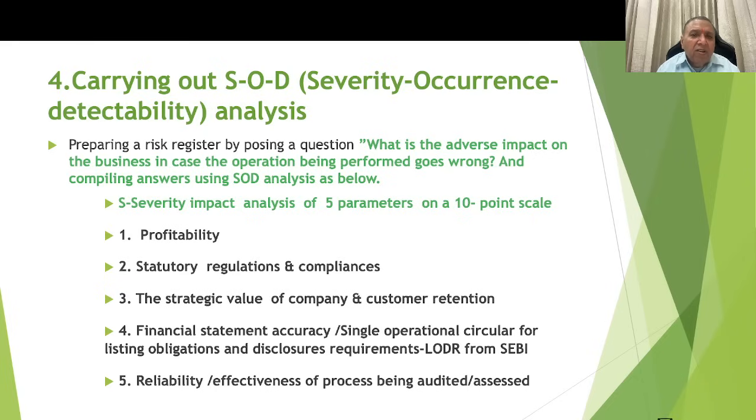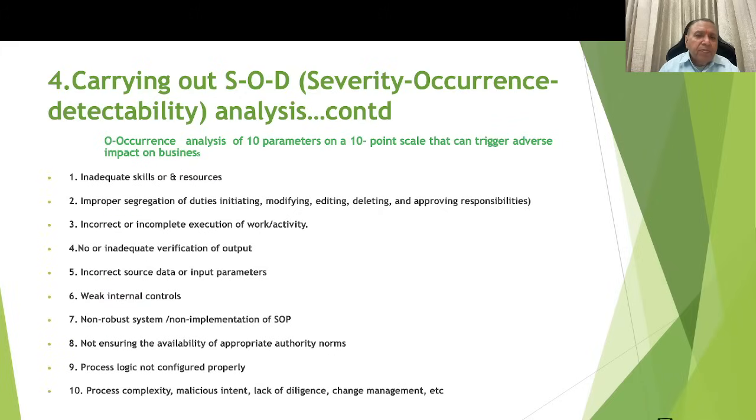Now, SOD has three components. One is severity: impact analysis on 5 parameters on a 10-point scale. This includes parameters like profitability, impact on statutory calculations and compliances, the impact on the strategic value of the company and customer retention, financial statement accuracy, LODR (listing obligations and disclosure requirements) from SEBI, and reliability and effectiveness of the process being audited. The impact of things going wrong, the scoring needs to be done on these parameters.